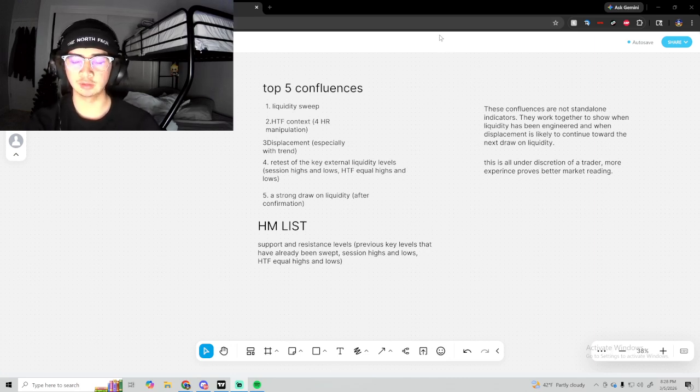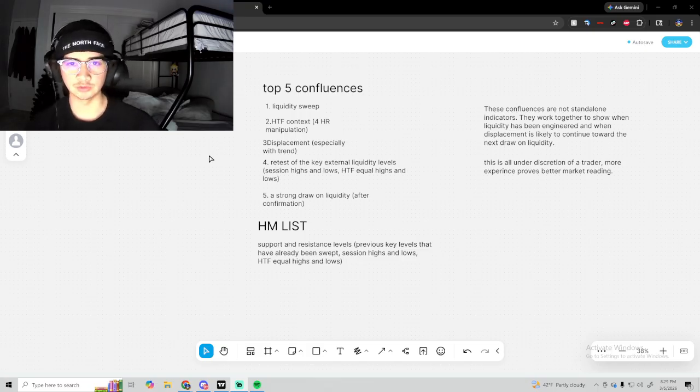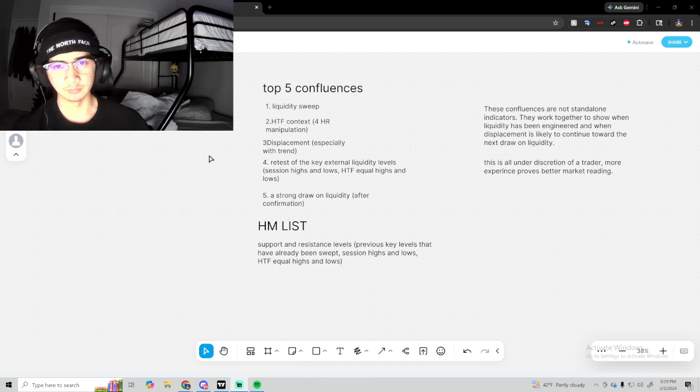It's been about 3 months, but today I'm going to be talking about all the data that I've collected in the past 5 months I've been trading and what I've really figured out works with liquidity-based trading, or my strategy. So I want to talk about my top 5 confluences, them being number 1, a liquidity sweep, number 2, high time frame context, which is like a 4-hour manipulation, number 3, displacement, which is especially with trend.